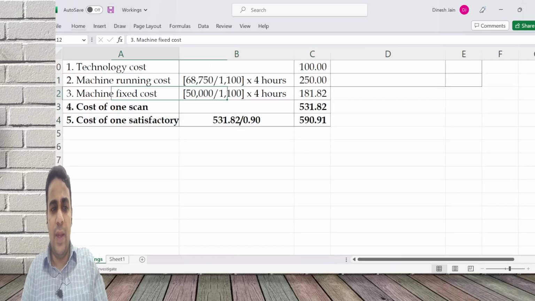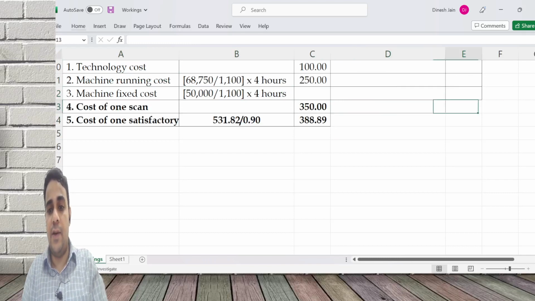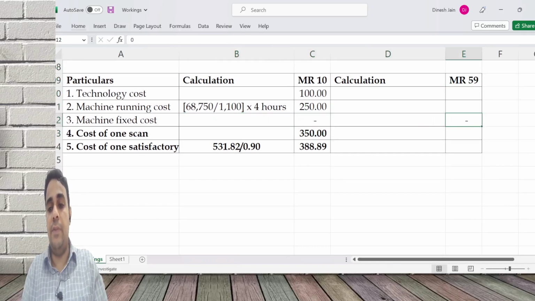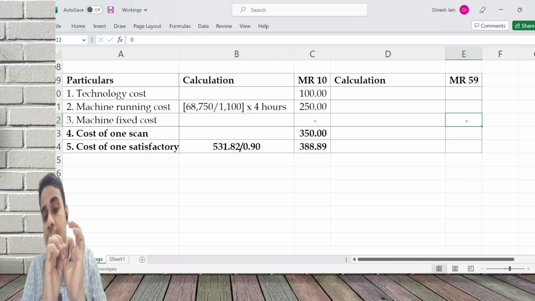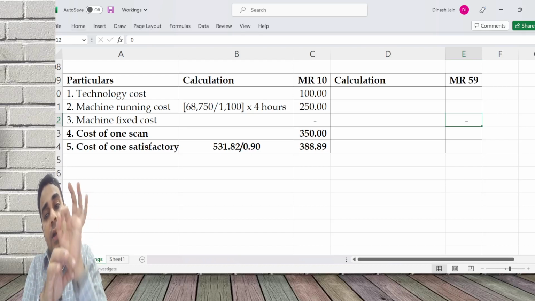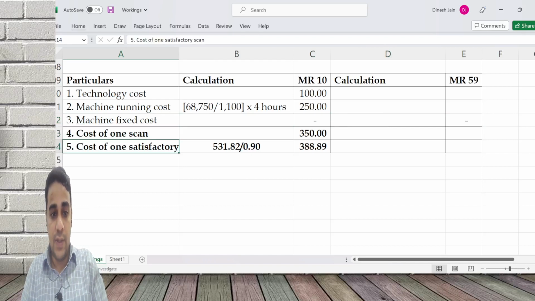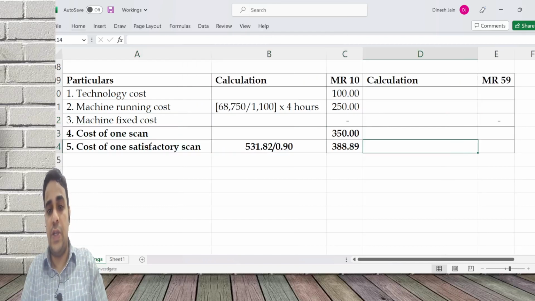Same table I'm doing again. Fixed cost will not come for MR10. We will not consider fixed cost because that is not to be used for decision making. Write this. Plus calculation MR10, MR59. Fixed cost is 0 because it cannot come for decision making purpose. Fixed cost is not to be used for decision making purpose.